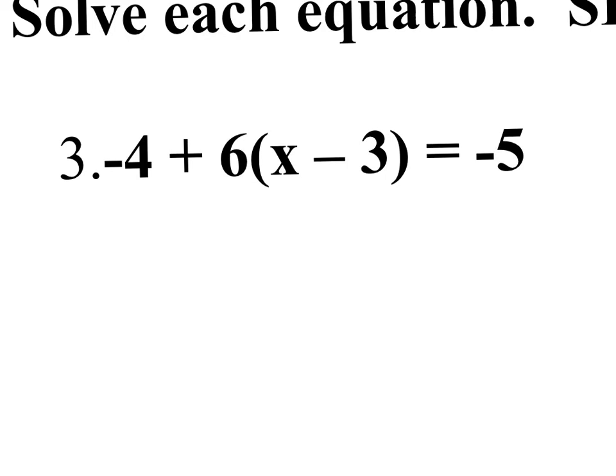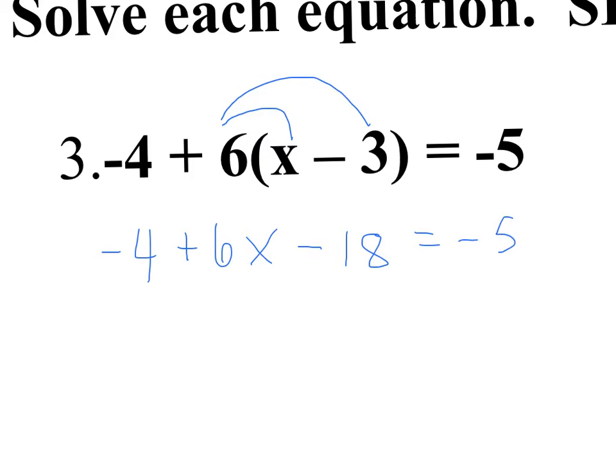Remember, your first step to solving an equation is always to distribute. So we're going to go ahead and distribute this positive 6 with the x and the positive 6 with the negative 3. If we rewrite it all, we have minus 4 plus 6x. 6 times x is 6x. And 6 times negative 3 is negative 18.